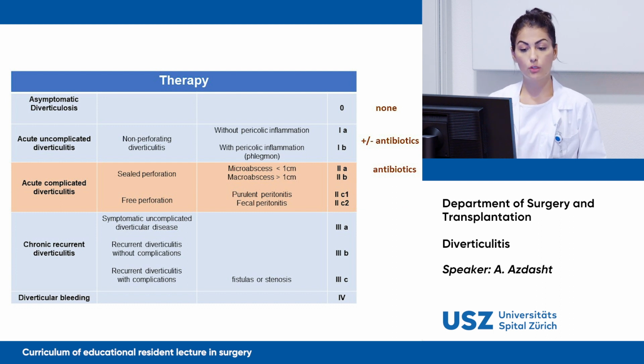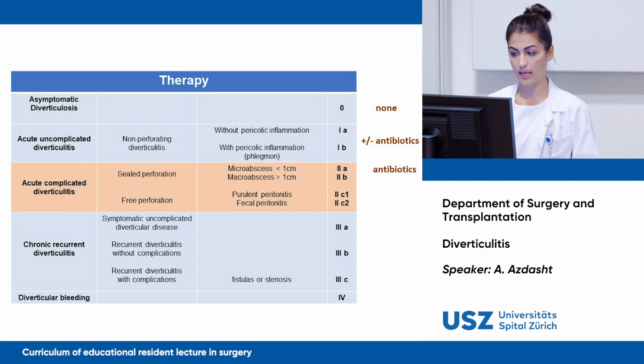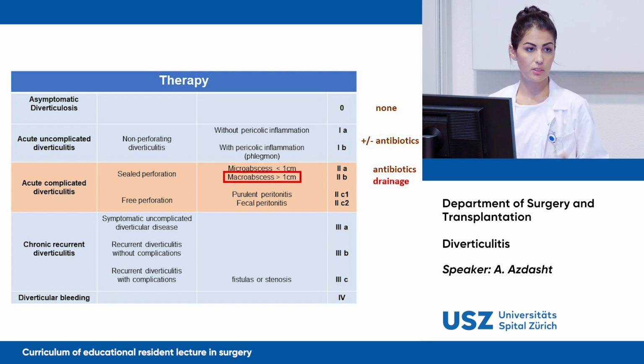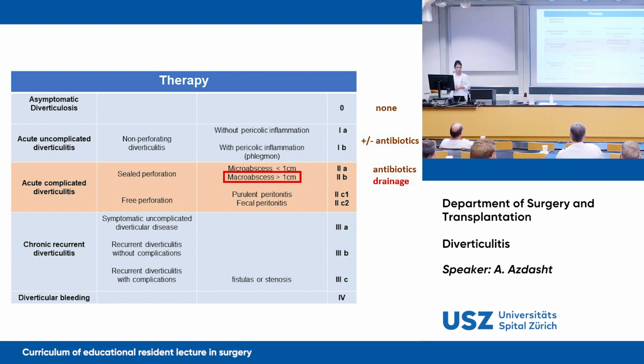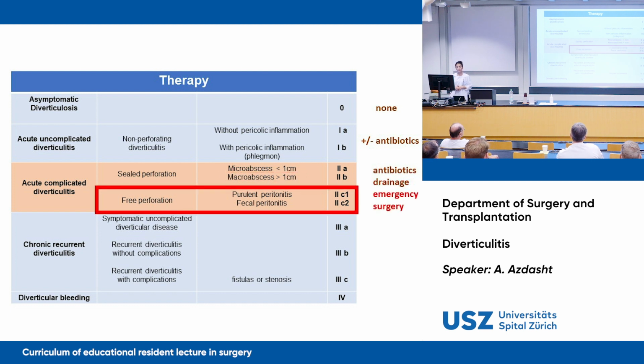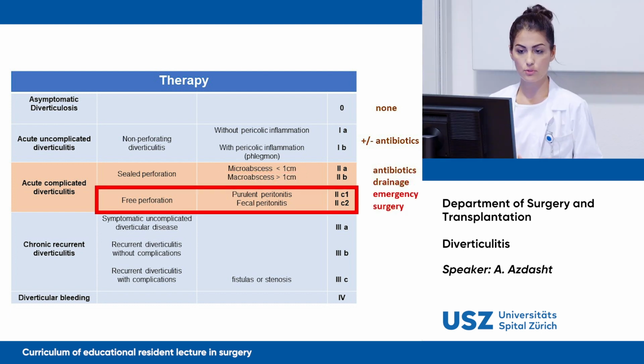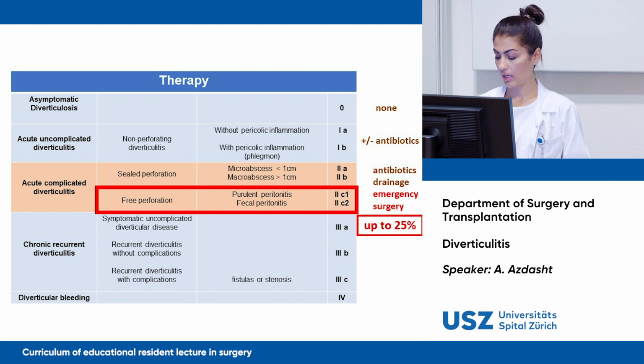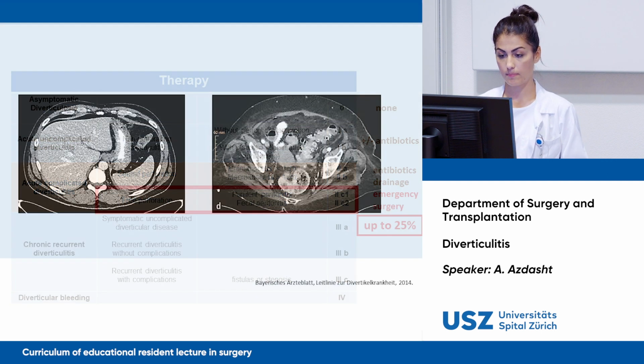So in an acute complicated diverticulitis, we do have the indication to apply antibiotics. In case of an abscess of 4 centimeters or bigger, we can go for an interventional drainage. And in case of a free perforation, we have the absolute indication to do an emergency surgery. And this comes up to 25% of the cases.